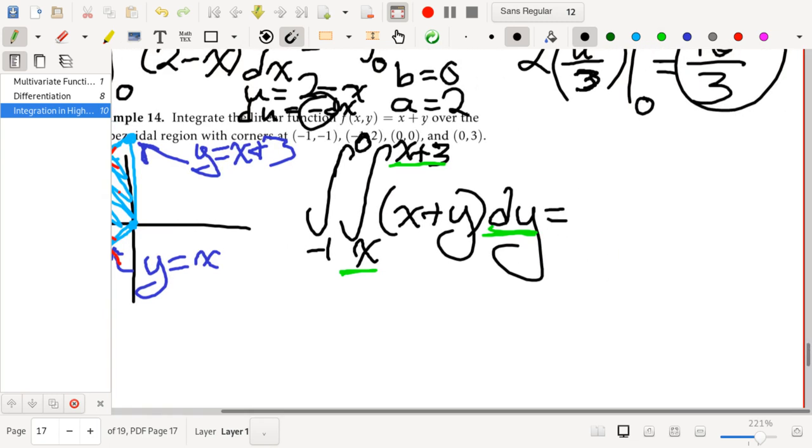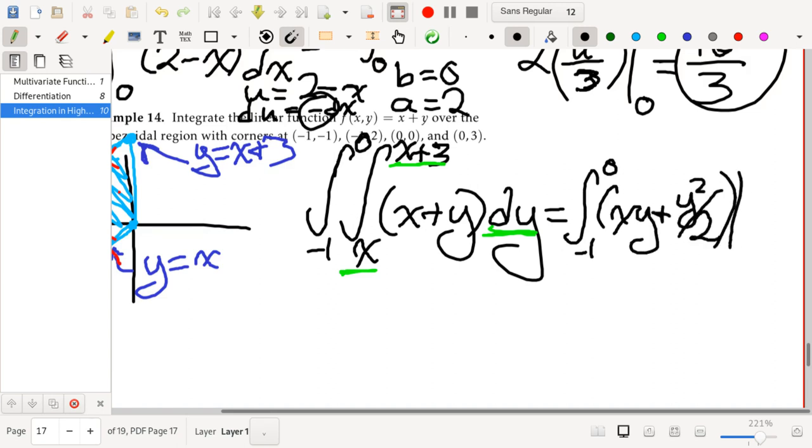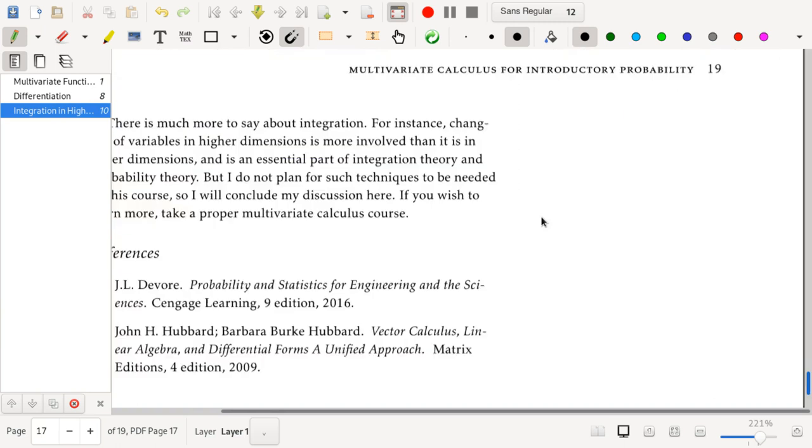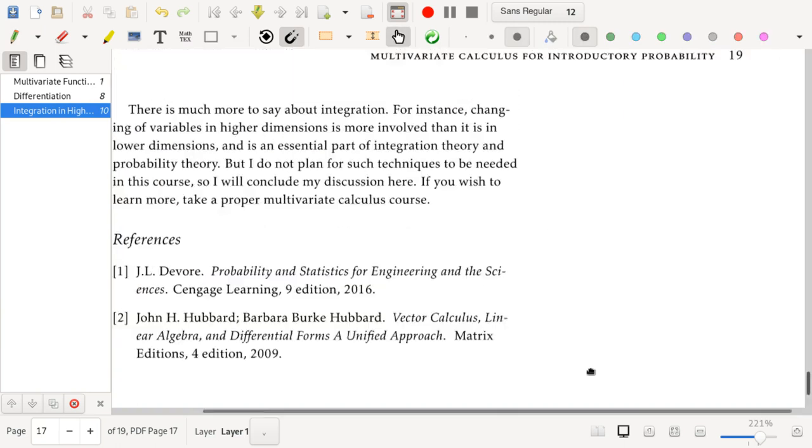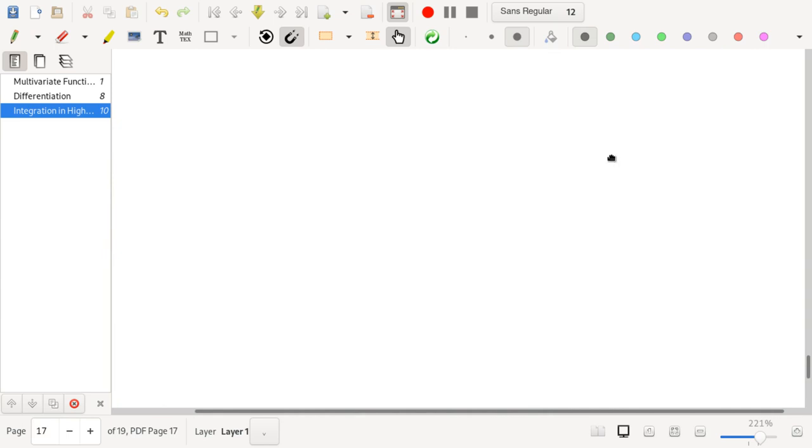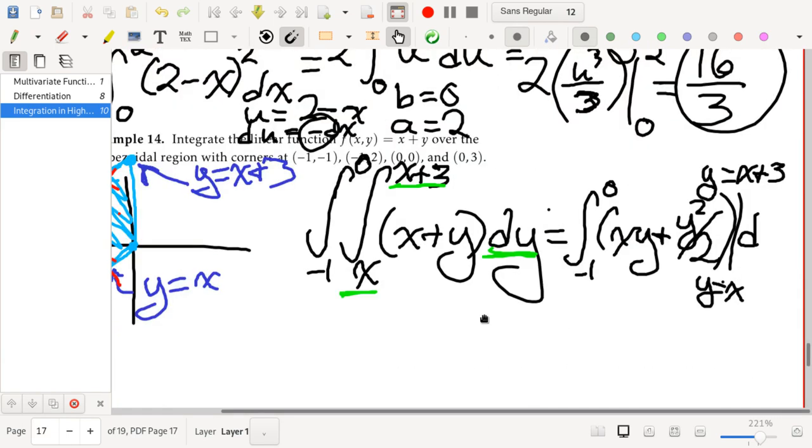Okay, and now we've set up the integral. Basically, setting up the integral for these things is the hard part. So we're going to integrate from negative 1 to 0 of xy plus y squared over 2, ranging from y equals x to y equals x plus 3, dx, sorry. I'm getting really tired. So dy dx. Okay.